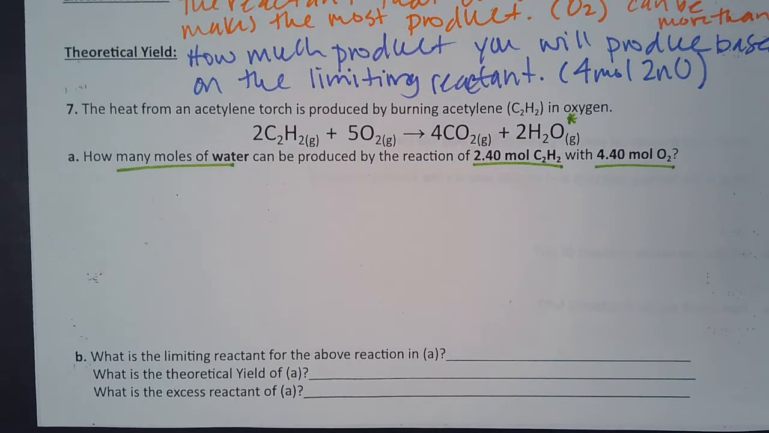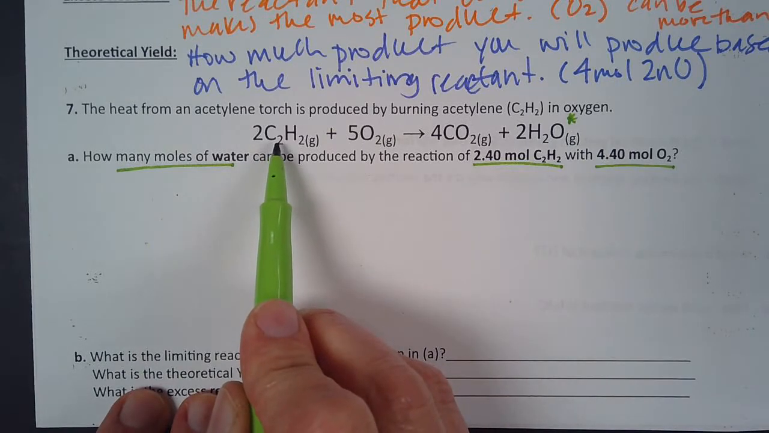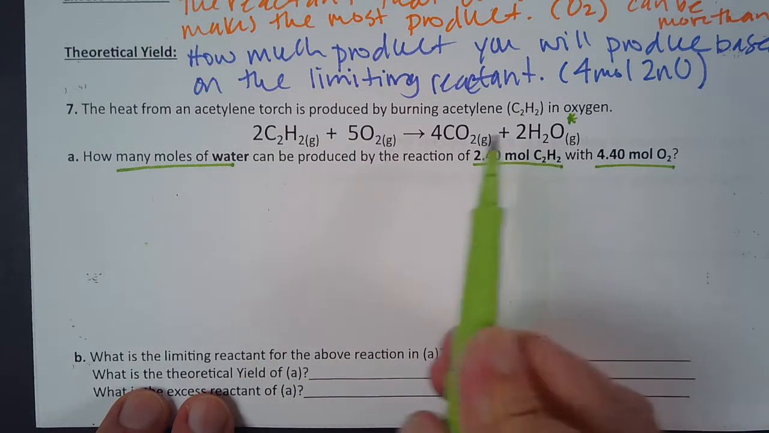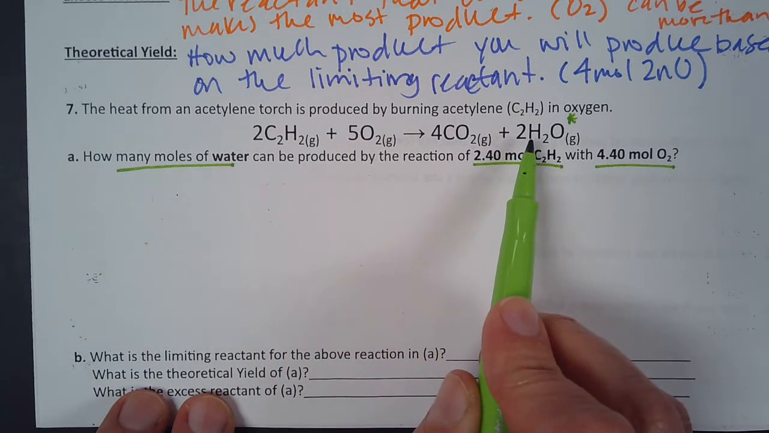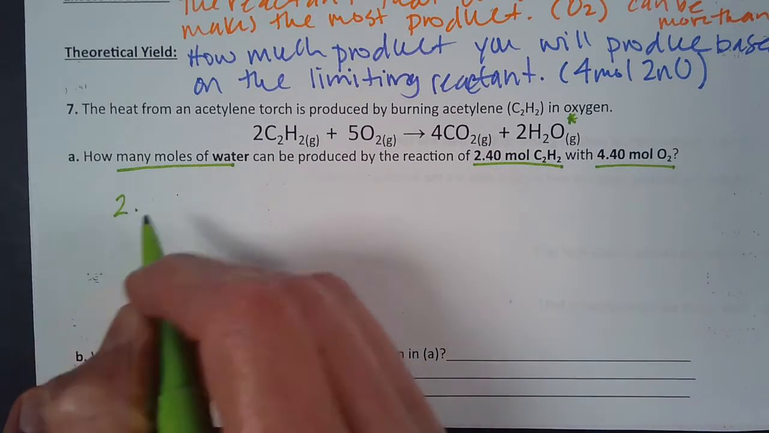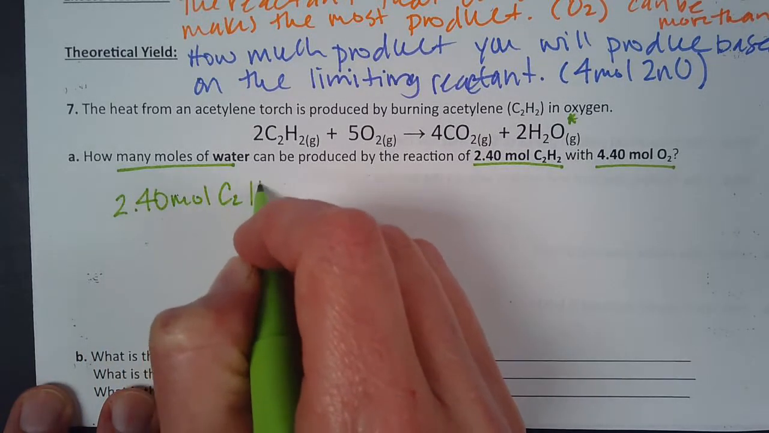So we have to set up 2 mole-to-mole problems. We're going to take 2.4 moles of C2H2 and see how much H2O we're going to make. And we're going to take 4.4 moles of O2 and see how much H2O we're going to make. Doesn't matter which one we start with. I'm just going to start with the 2.40 mole of the C2H2.